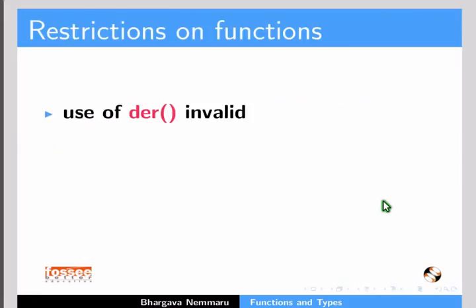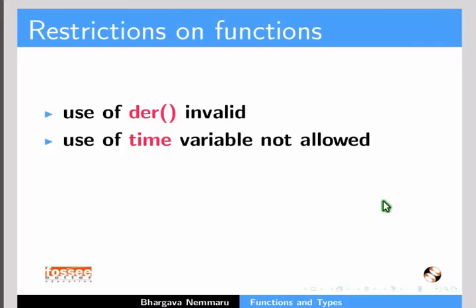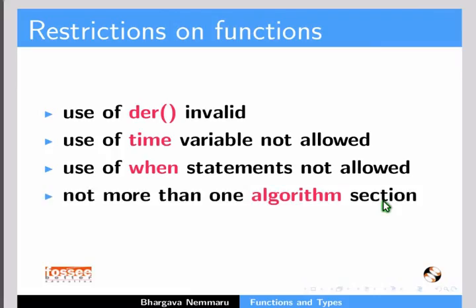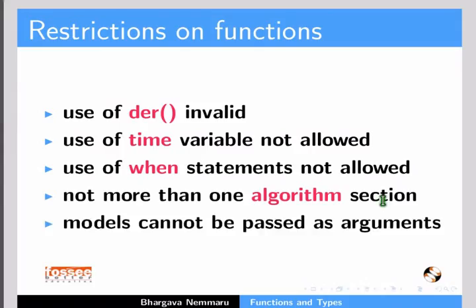There are certain restrictions on functions defined in Modelica. Use of DER in a function is invalid. Use of time variable is not allowed. Use of when statements is not allowed in a function. A function may not have more than one algorithm section, and models cannot be passed as arguments.